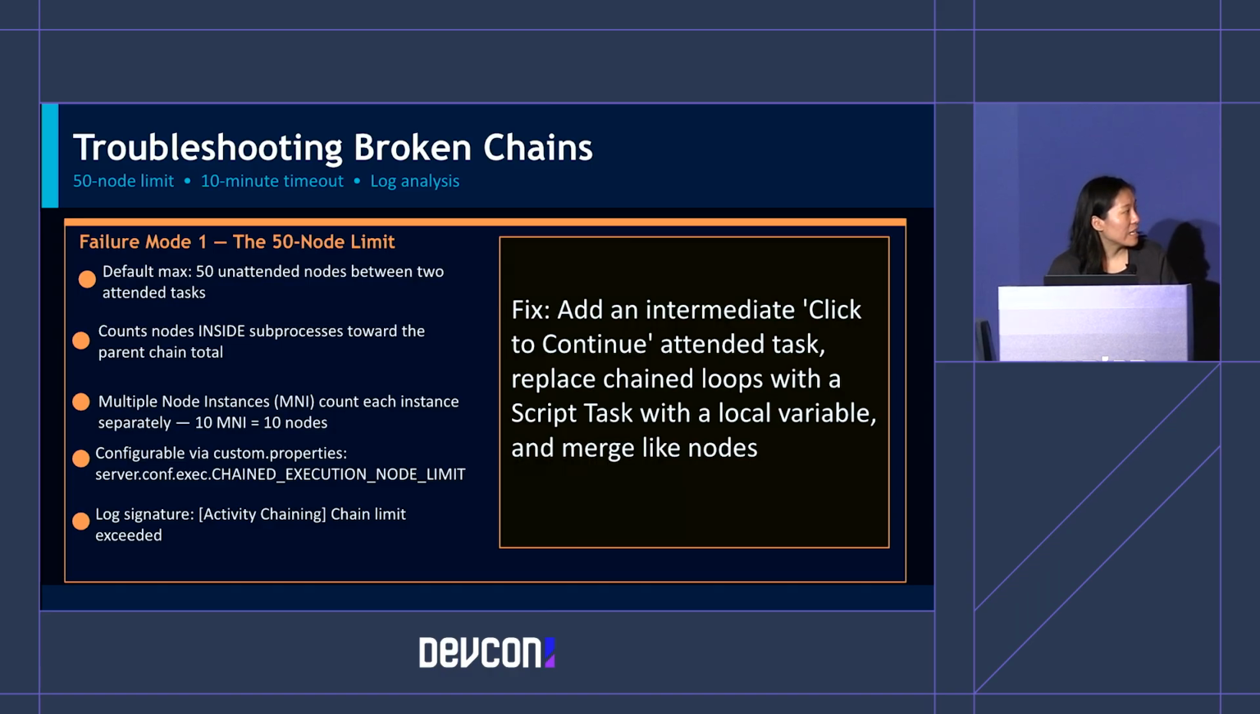And then finally, activity chaining errors can be found in the process execution logs. We'll be tracing those in the live demo and showing you how to trace them from monitoring all the way to the process execution logs.